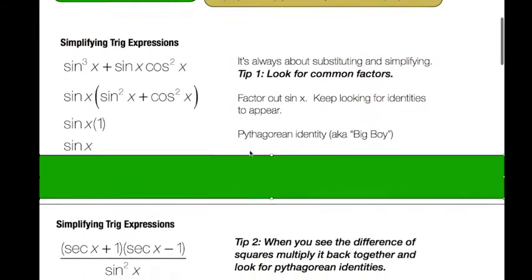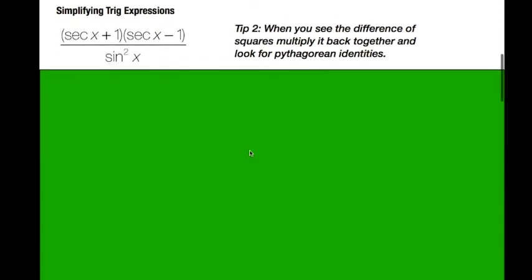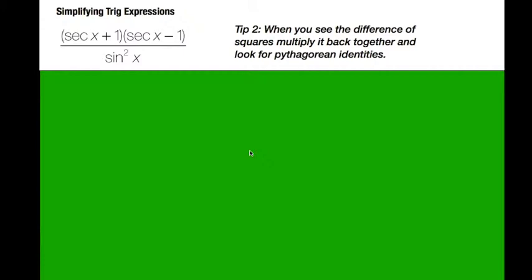Let's do another one. Here we have a fraction. There's a couple of things that can happen with fractions. Here we have just one fraction, and we see some things on the top and the bottom. Sometimes it may seem like I need to bring parts together. Sometimes we may have fractions that need to be split apart. And we're going to look at all different kinds. So tip number 2: when you see the difference of squares, multiply it back together.